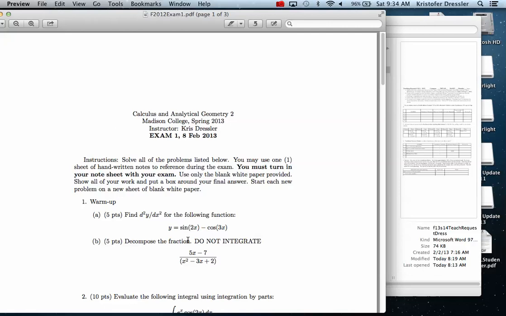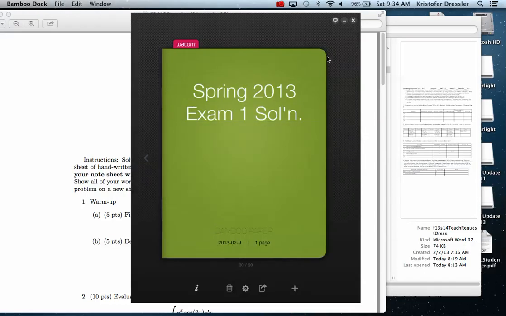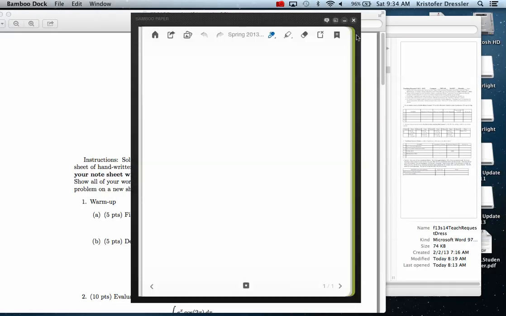Alright, so the first problem was just a warm-up problem, take a derivative, and this is a little more than a warm-up maybe, but just some algebra. So we'll do this one first, sine 2x minus cosine of 3x. I want to find the second derivative of that. So let's take a look.